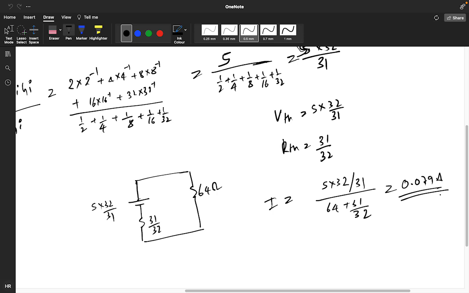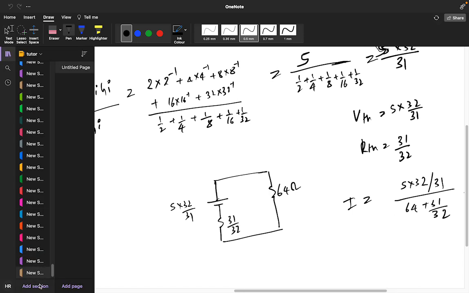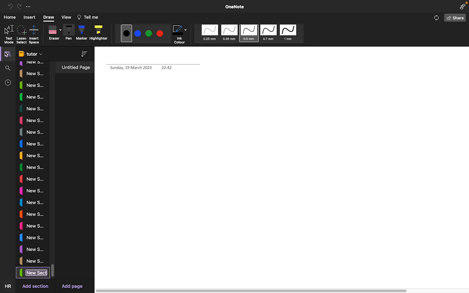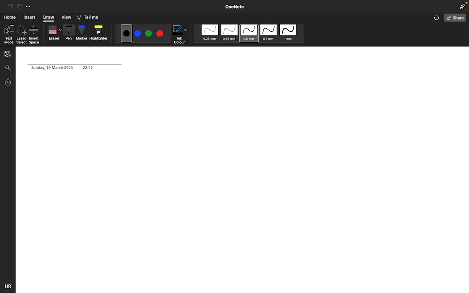Now there are two more theorems, the substitution theorem and the compensation theorem. These are very small topics. So write the next heading: substitution theorem.